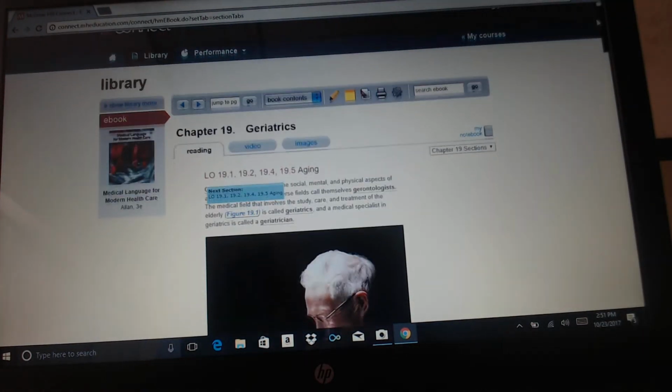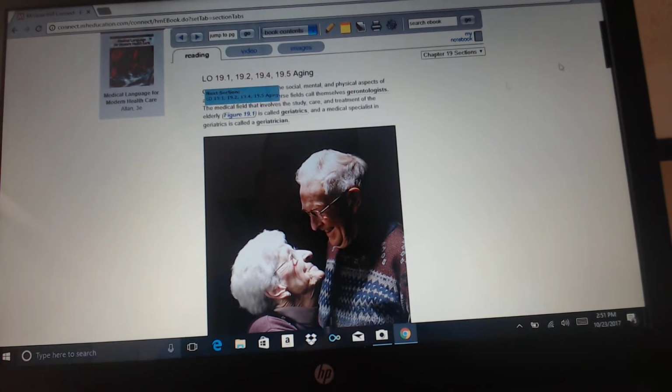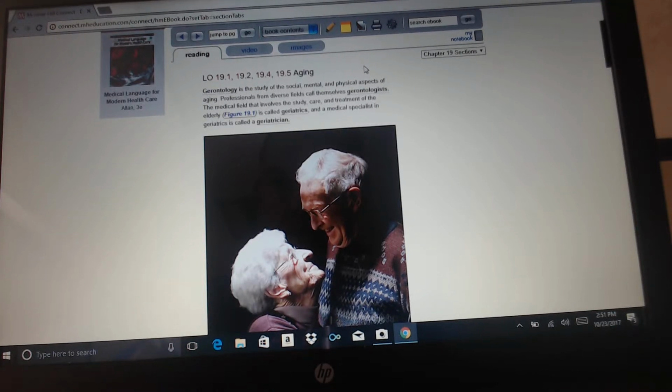Today we're going to talk about the geriatric population. Gerontology is the study of social, mental, and physical aspects of aging. Professionals from diverse fields call themselves gerontologists. The medical field that involves the study, care, and treatment of the elderly is called geriatrics, and a medical specialist in geriatrics is called a geriatrician.